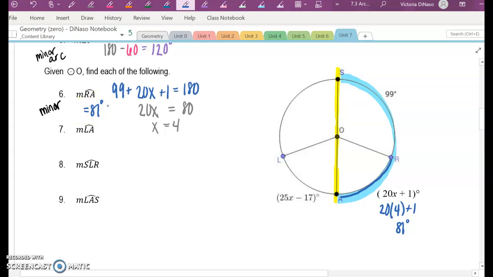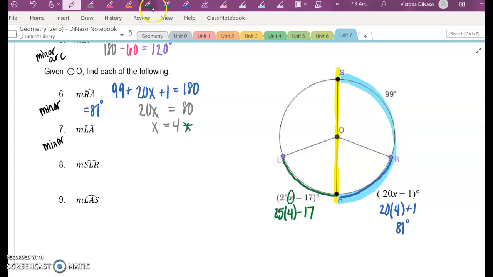Now the next one says the measure of LA. However, from L to A, it has an X, and we already found X. X is 4. So all you have to do is plug that in. So we have 25 times 4 minus 17. And I know that I'm going the shorter distance from L to A because it's got 2 letters, making it a minor arc. So we have 25 times 4 minus 17, and you get 83 degrees. So this is 83 degrees.